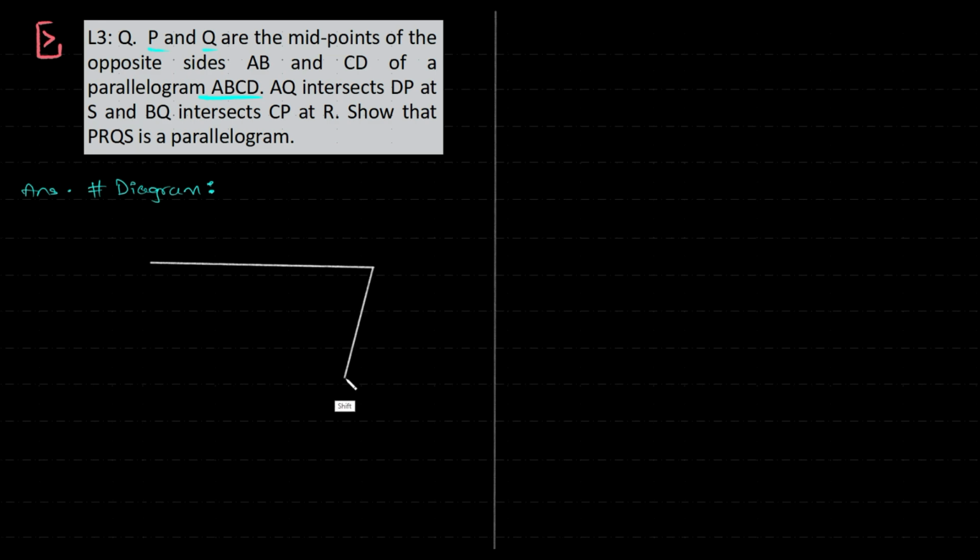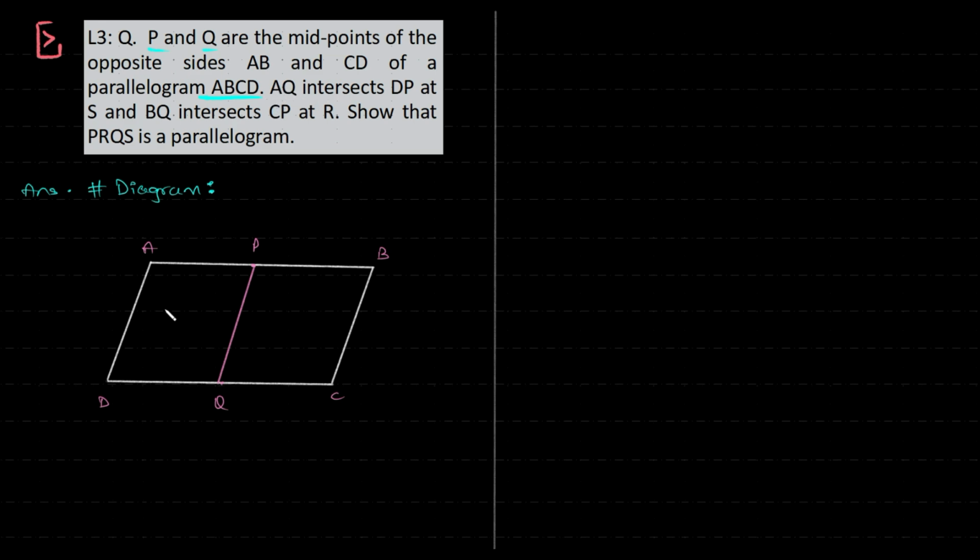So we have something like this, and I think that looks okay. So what we have here is a parallelogram ABCD. With respect to AB and CD, we have P and Q, they are midpoints. So when I join them, by default, it will be parallel to these two actually. Anyways, let's see.